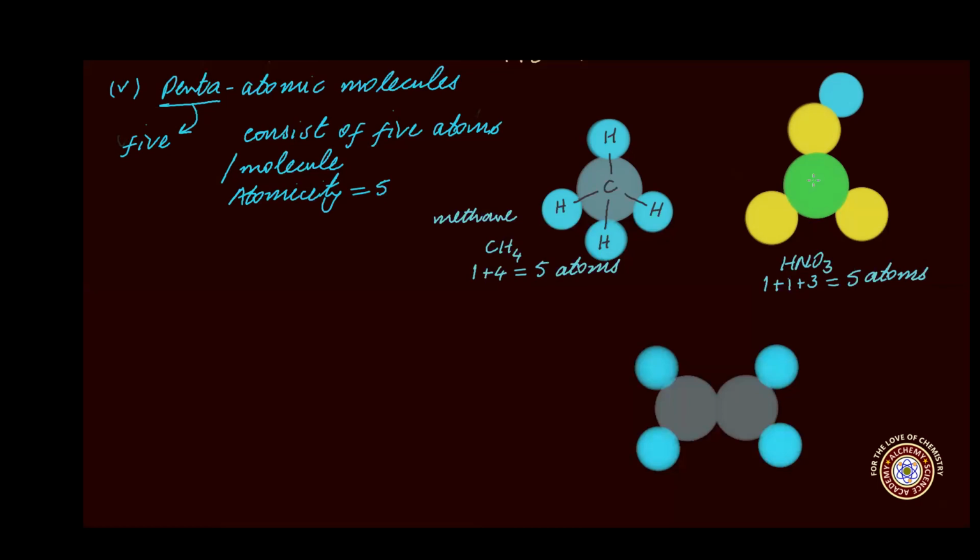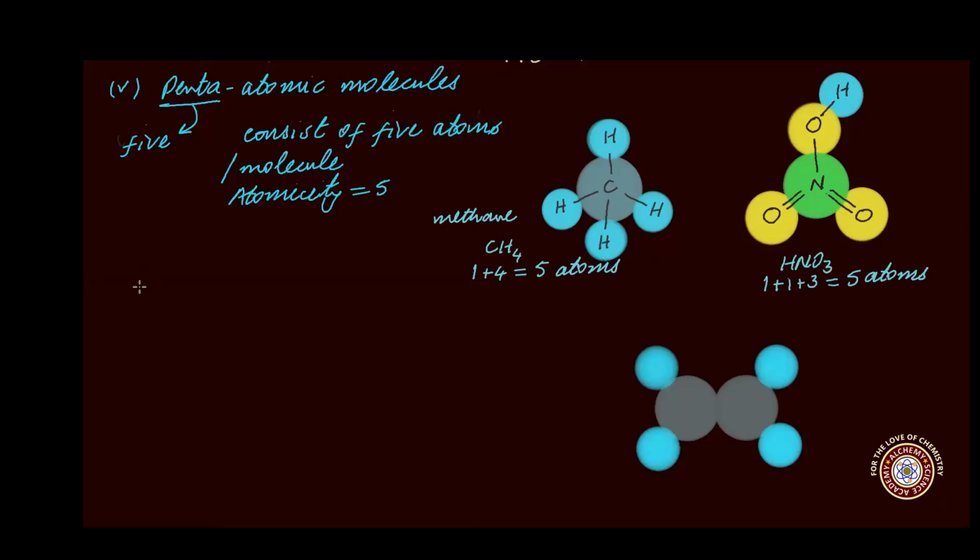This blue atom is the central atom and is nitrogen, which is singly bonded to this oxygen, and this oxygen in turn is singly bonded to hydrogen, whereas the rest of the 2 valences of nitrogen are satisfied by 2 oxygen atoms, each of which has been bonded to it by forming double covalent bond. So this nitric acid molecule is also an example of a pentaatomic molecule.